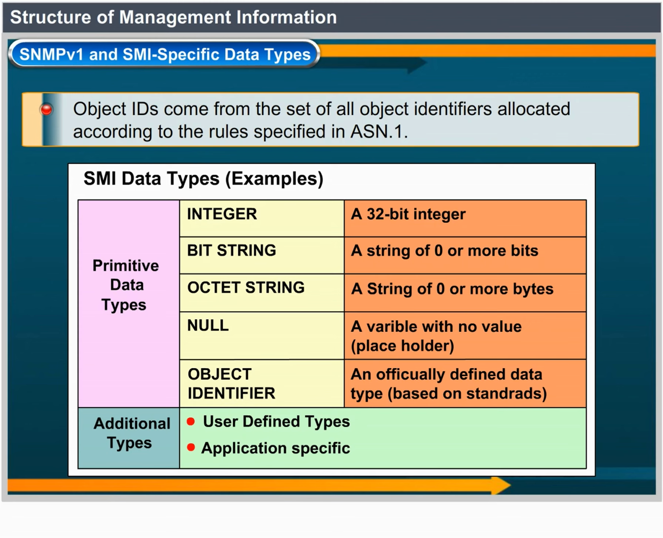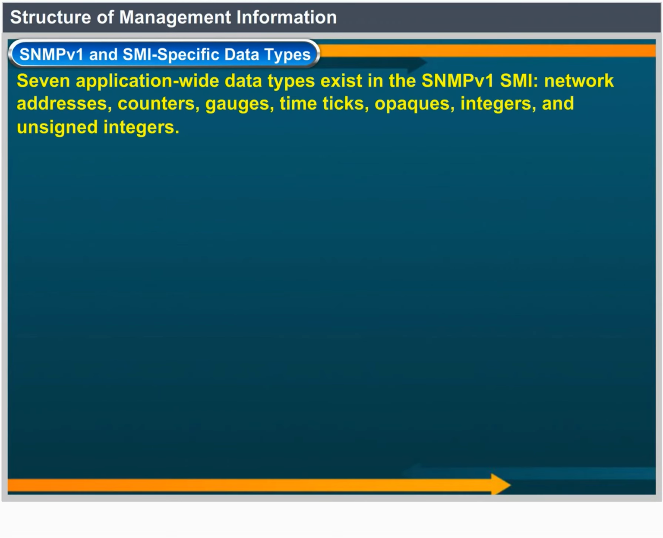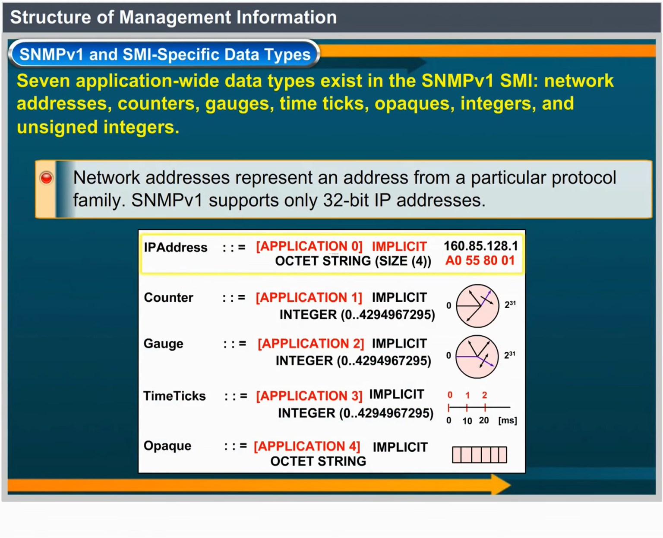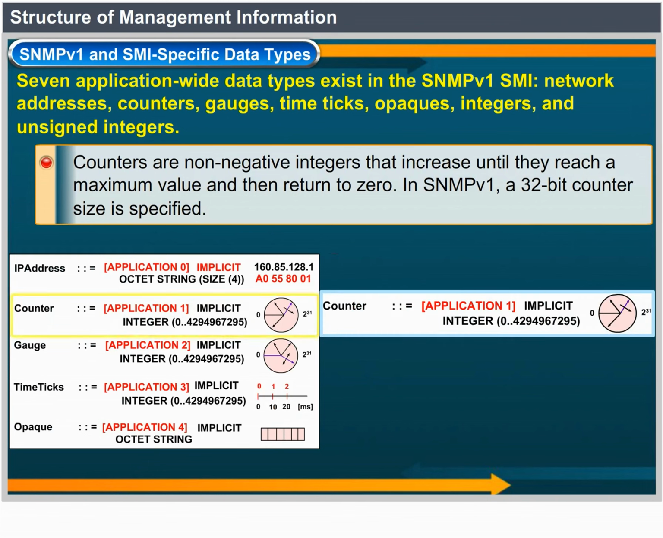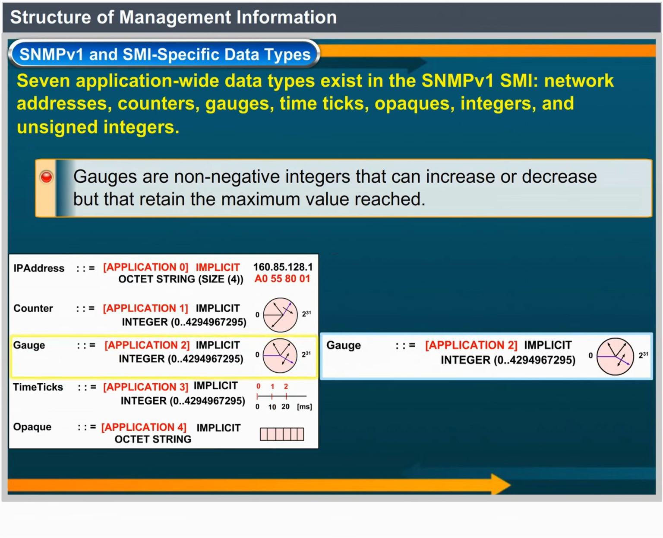Seven application-wide data types exist in the SNMP v1 SMI: network addresses, counters, gauges, time ticks, opaques, integers, and unsigned integers. Network addresses represent an address from a particular protocol family. SNMP v1 supports only 32-bit IP addresses. Counters are non-negative integers that increase until they reach a maximum value and then return to 0. In SNMP v1, a 32-bit counter size is specified. Gauges are non-negative integers that can increase or decrease but that retain the maximum value reached. A time tick represents a hundredth of a second since some event.